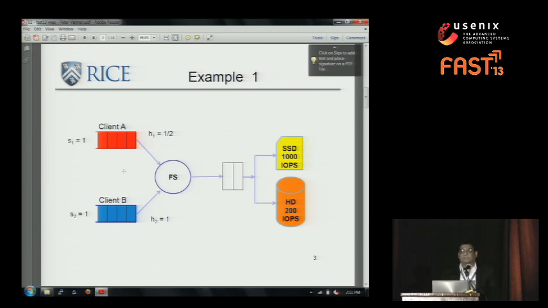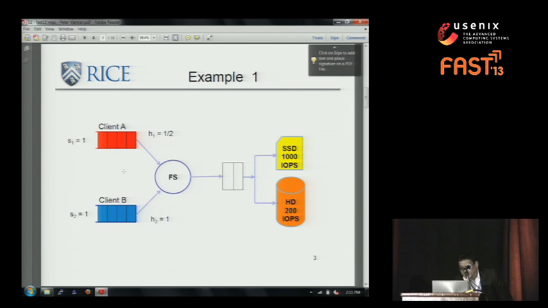Okay, so I'm going to use a couple of examples to show the problem and our approach. In this example, we have two clients with equal shares, which means that we would like to allocate an equal number of IOs to the two clients. And the FS is the fair scheduler, which is going to do that allocation. Now, at runtime, they may have different hit ratios. So client A is shown here with a hit ratio of half, client B with a hit ratio of one, meaning that all its accesses are to the SSD.